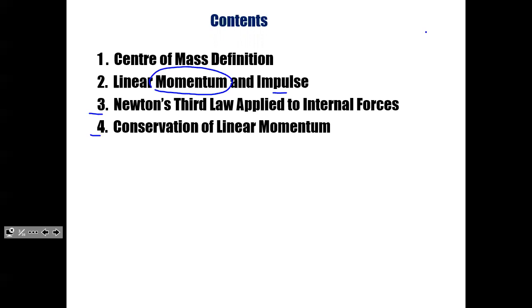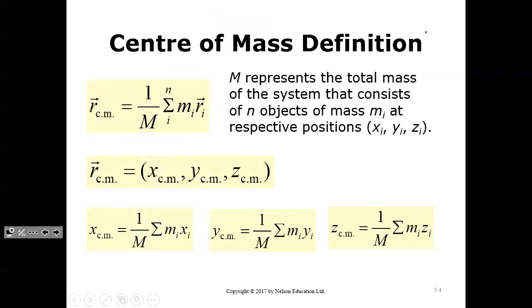Then, once we define the momentum, we see there is a conservation law that applies to the momentum. Now you should know what conservation in general means. Conservation means something that does not change, neither increase nor decrease, so that we say it's conserved. So we have what we call the conservation of linear momentum. This is a very useful principle. Using that, we can solve many complex problems. So let's start with defining the center of mass.